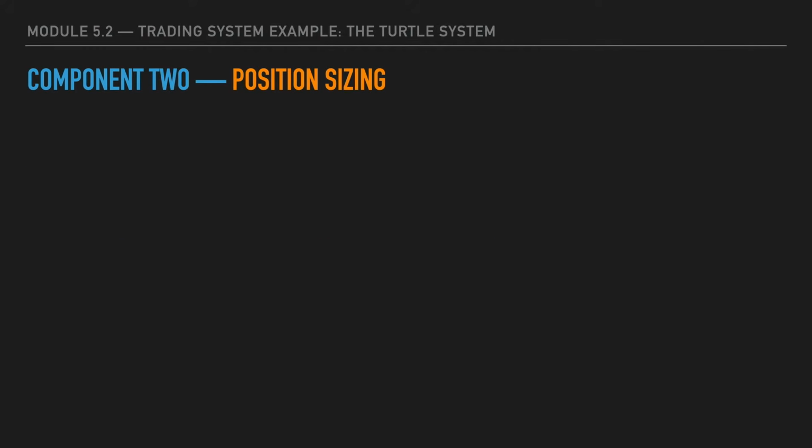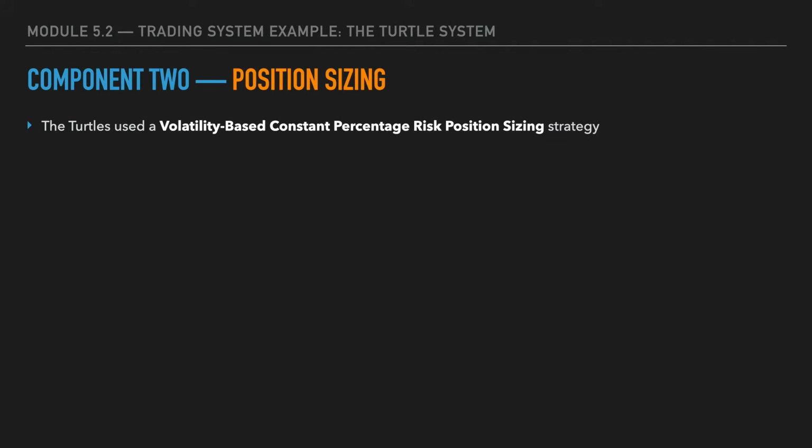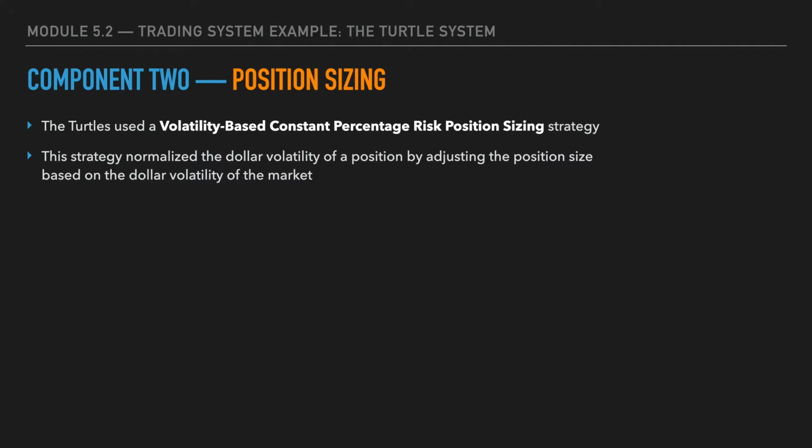Alright, next is position sizing. The Turtle traders use a volatility-based position sizing strategy. This strategy helps to normalize the dollar volatility of a position by adjusting the position size based on the dollar volatility of the market. So pretty simply, when the market has high volatility, the Turtles will have a smaller position size. When the market has low volatility, they will have a bigger position size.